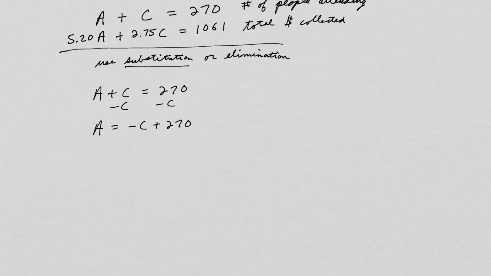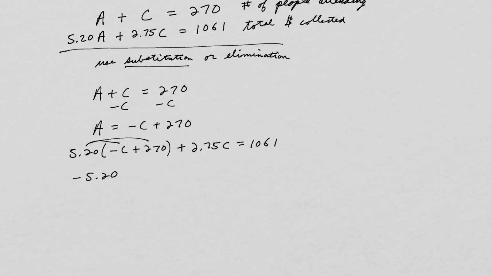negative c plus 270. So I have 5.20, where now I have an a, I'm going to plug in negative c plus 270, plus 2.75c is equal to 1061. And it's an equation just in terms of c. I can solve, right? So I'm going to distribute in the 5.20. So I have minus 5.20c plus, if you multiply 5.20 times 270, you're going to get, let's see, 1404 plus 2.75c is equal to 1061.